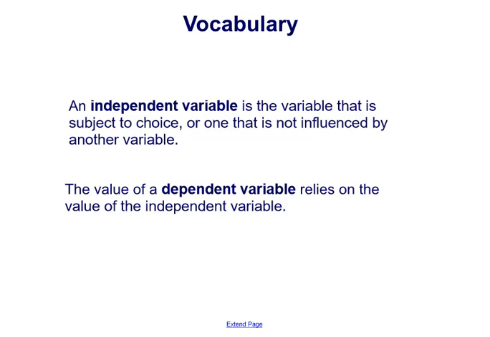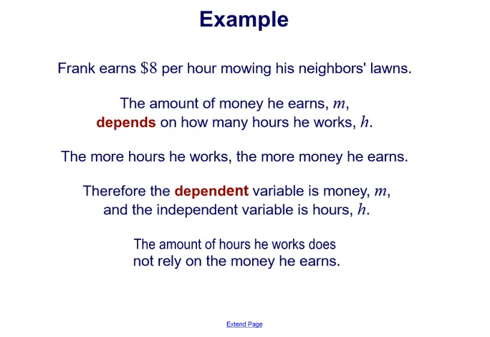So you can often use that sentence to help you figure out which variable is which. The dependent relies on the independent. Let's take a look at these types of variables in an example.